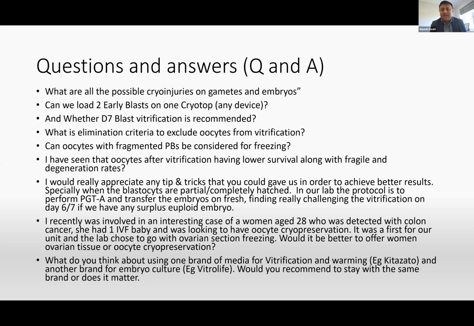You could be creating an osmotic shock for them if you're not using the right media or ineffective exposure times in the cryoprotectants. You could be doing damage to your embryos via pipetting, and ultimately, as I said, if there's an osmotic shock, the embryos won't survive. So that's the answer to that.